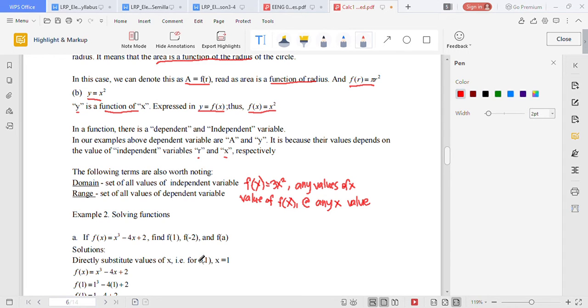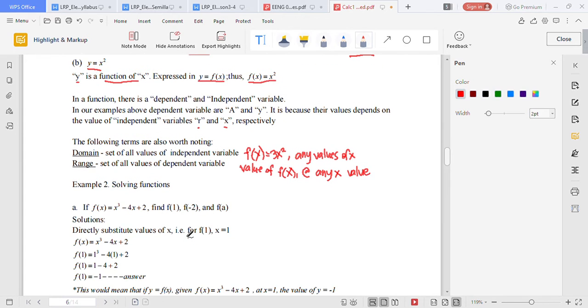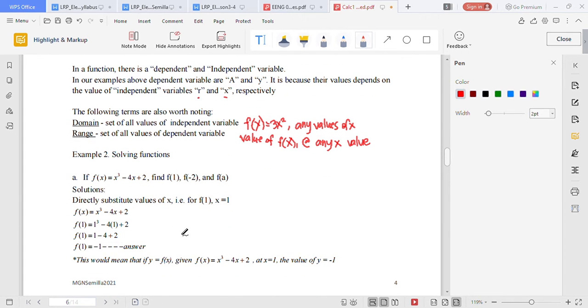For solving functions, we have a given function f of x equals x cubed minus 4x plus 2, and we are going to solve for f of 1, f of negative 2, and f of a. In this case, our domain will be 1, negative 2, and a. If we solve for this function, we find the range, which would be the value of f of x at a given value of x.